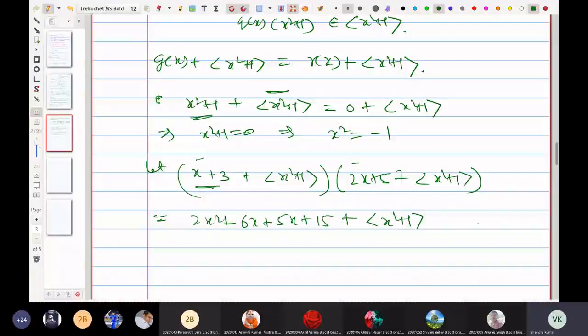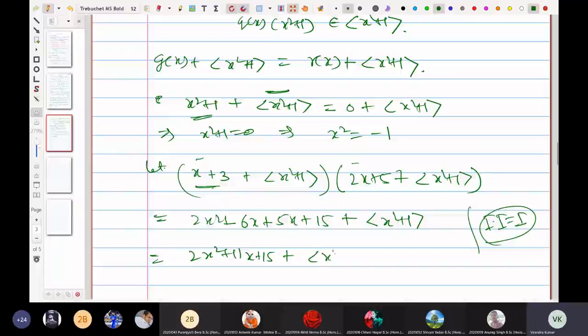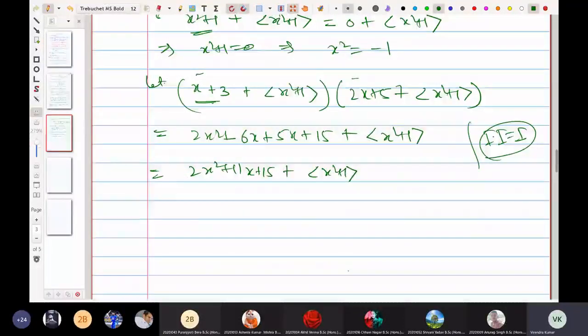This is because the product with an element of the ideal stays in the ideal, since the ideal is closed under multiplication. So let us write it as 2x square plus 11x plus 15, and then the principal ideal we can write. Now since x square is equal to negative 1, we have minus 2 here, so minus 2 plus 11x plus 15 plus this.